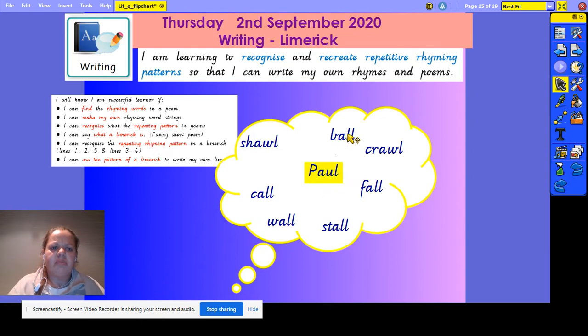And my first job now is to find some rhyming words to make my own rhyming word string. So I listened to what is the sound at the end of Paul, and it's all. So I thought of some other words that sound the same. They might not look exactly the same, but they sound the same. So I've got Paul, ball, crawl, fall, stall, wall, call, shawl.